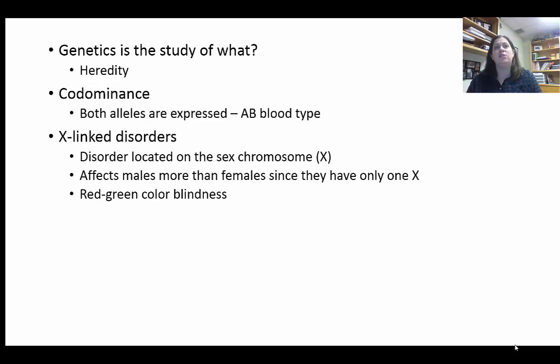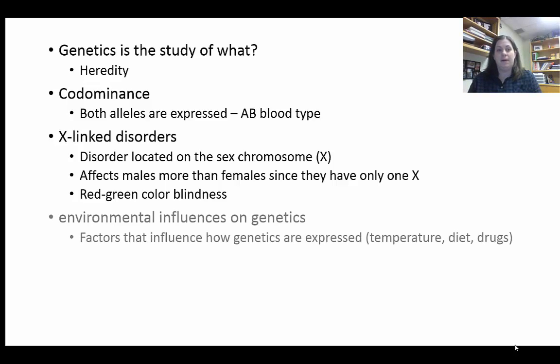We also need to know what sex-linked disorders are. Sex-linked disorders are disorders located on the sex chromosome, meaning the X. Okay, remember we don't focus on the Y because the Ys are only found in males, so we're not going to focus in on that. It affects males more than females, however, since females have an extra X, because remember, females are XX, whereas males are XY. An example of this would be red-green color blindness. However, we did discuss several others like hemophilia, muscular dystrophy. Those would also be examples of X-linked disorders.